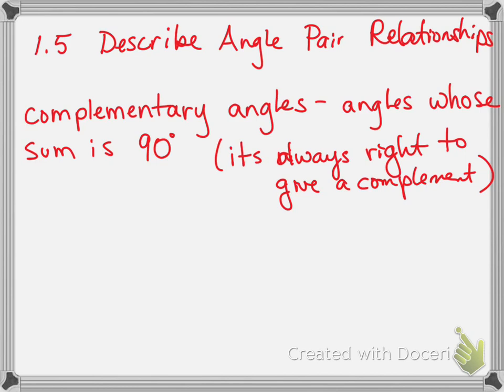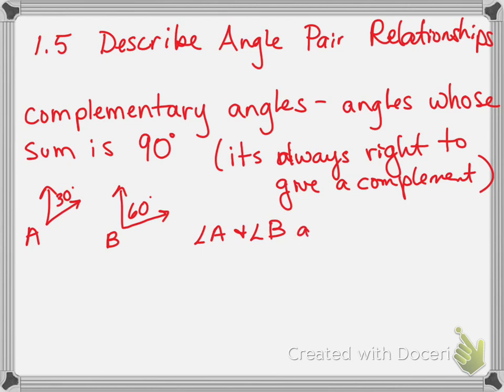Right reminds you of 90, so complementary angles add up to 90. So two angles whose sum is 90 degrees. If angle A is 30 degrees, then its complement is 60 degrees. Angle A and angle B are complementary because they add up to 90.